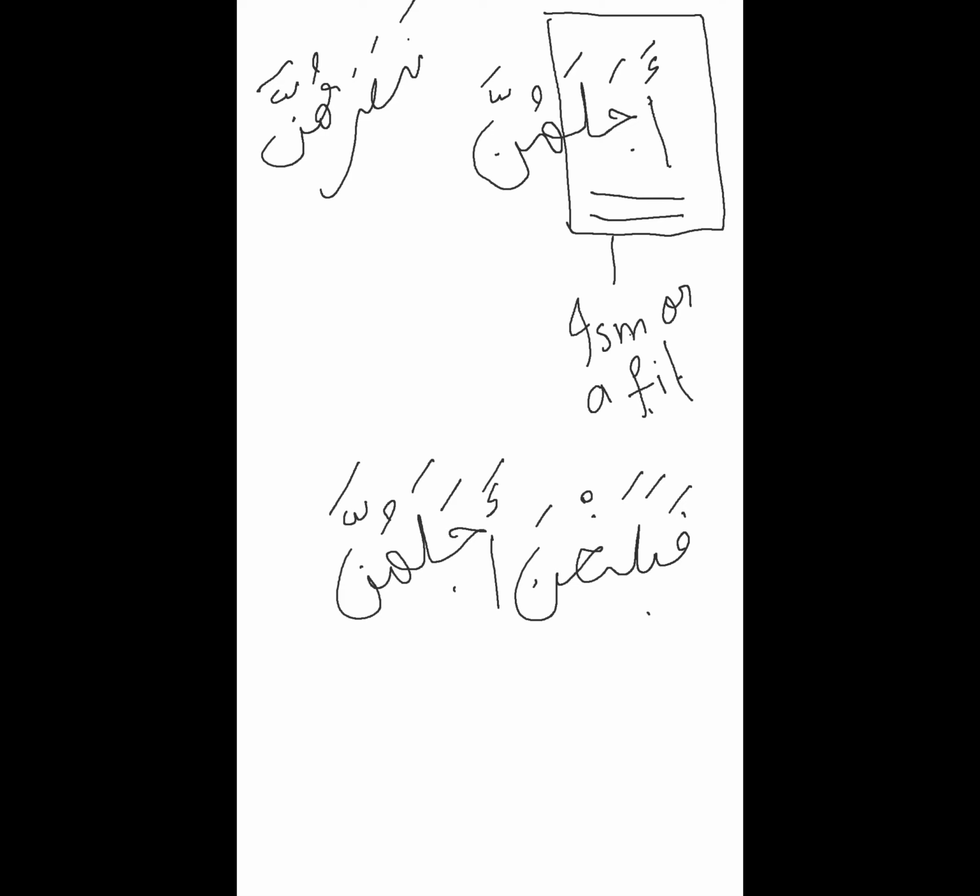Right? So when we want to see if a word is an ism or a fail, first we will eliminate the possibility of it being an ism. Is that clear?